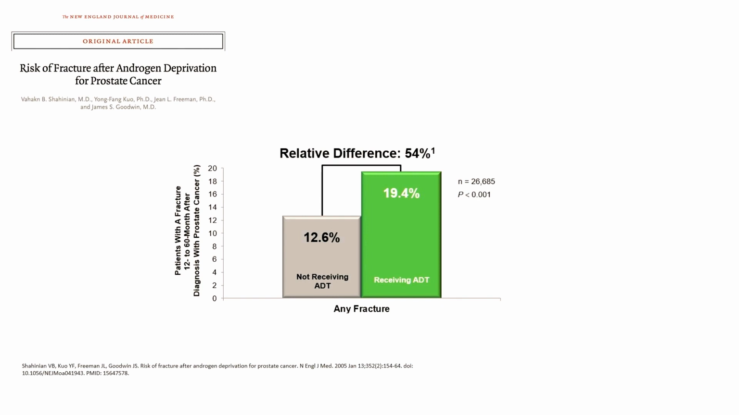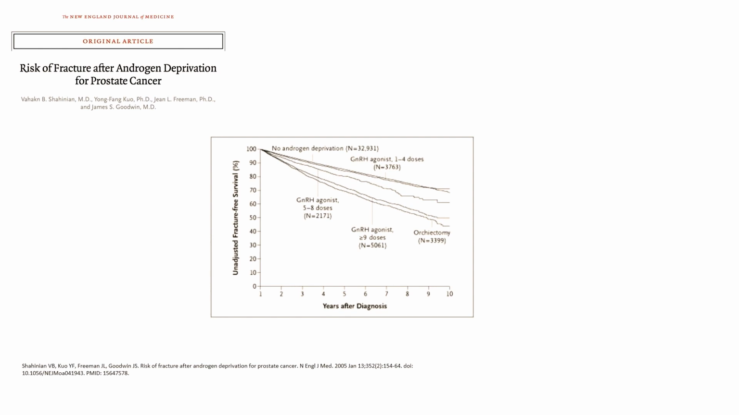And here's data from a recent article that shows the fracture risk is about 20% in men receiving ADT versus 12.6% in men not receiving ADT, with a relative difference of 54%. So a significant increased risk of fractures in addition to loss of bone mineral density. The question that always comes up is how often or how many doses does this risk occur? And here's a figure from the same manuscript that shows that fracture risk basically worsens right after that first dose. So the question always comes up, when do I have to start managing bone complications? It's once a patient starts ADT, based on this literature and many other studies.